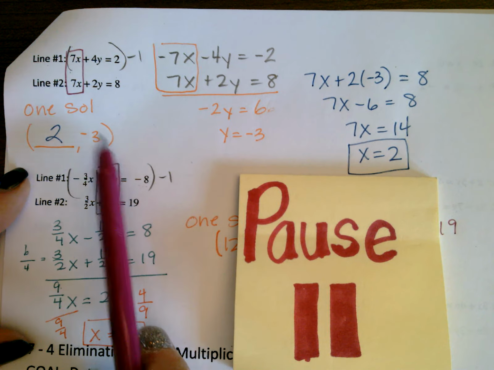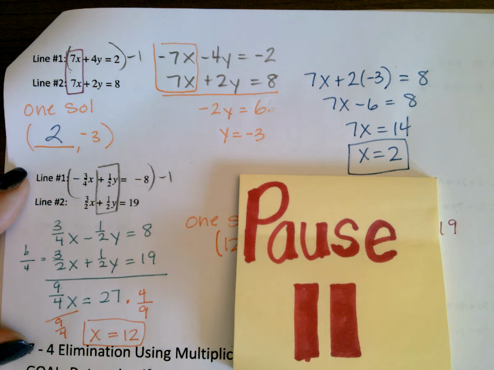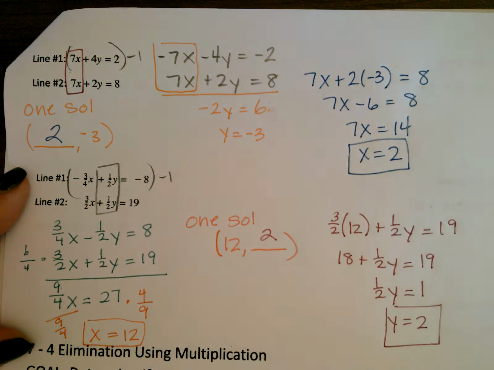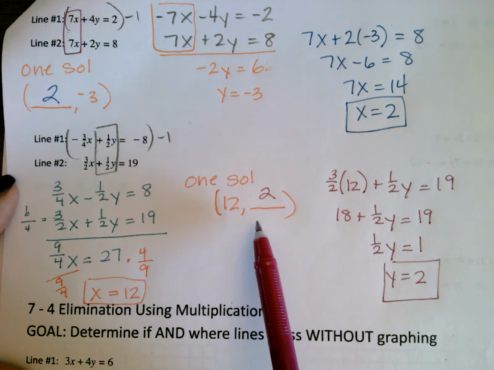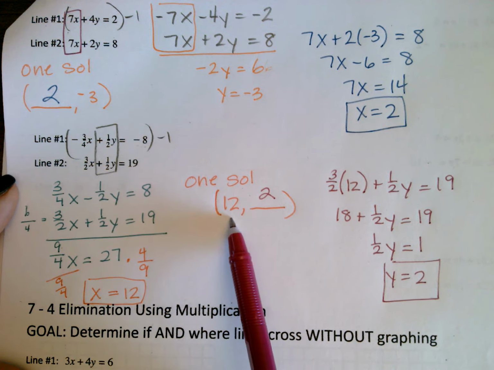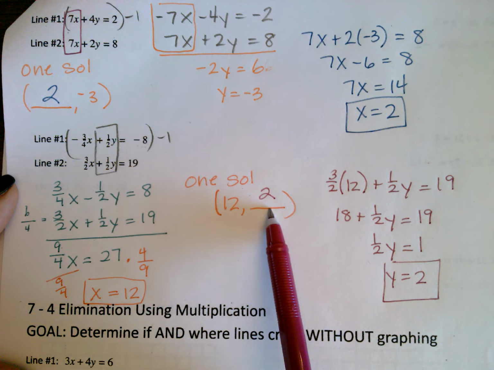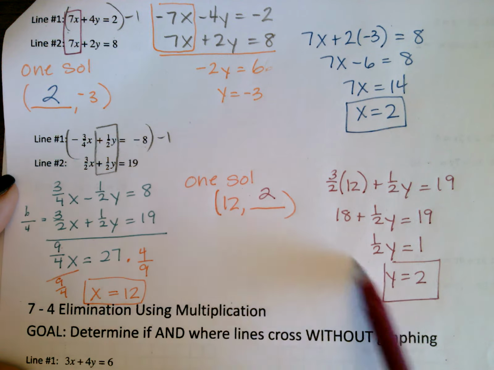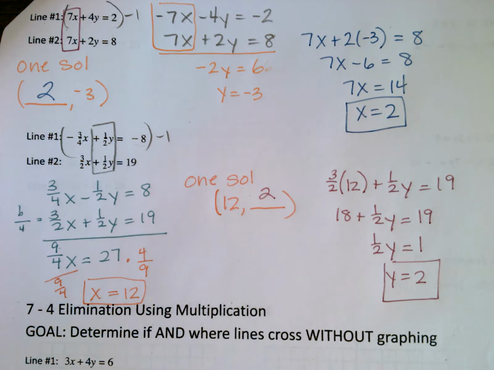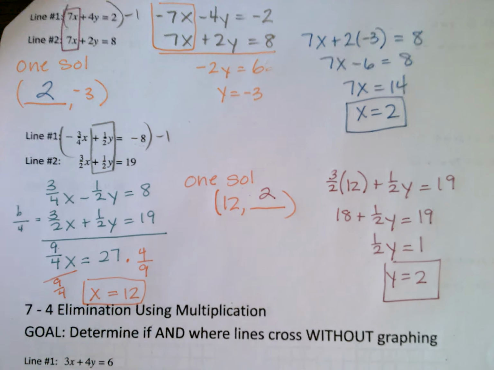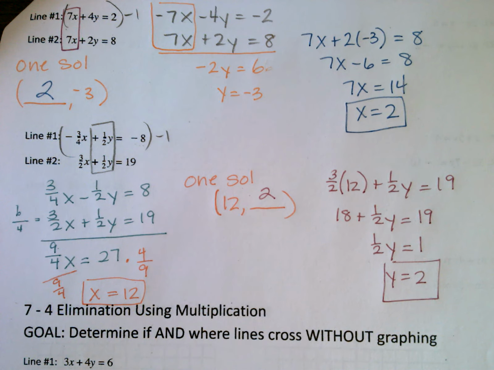For the first one, I ended up with the two lines crossing at the ordered pair 2, negative 3. Here is all my work. If we got something different, feel free to pause the video again and compare some of our work. For the second one, I ended up with the two lines crossing at the ordered pair 12, 2. Again, here is all my work. Compare ours, see what we did differently.